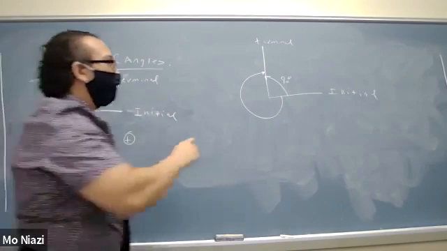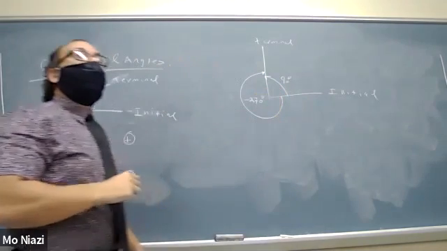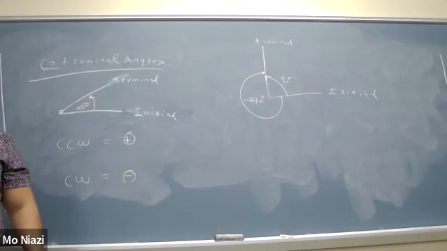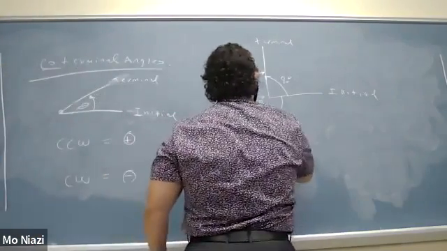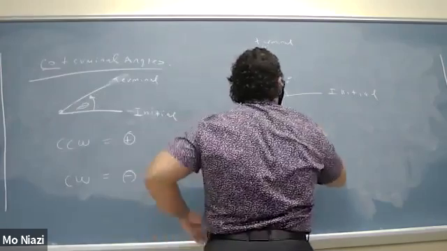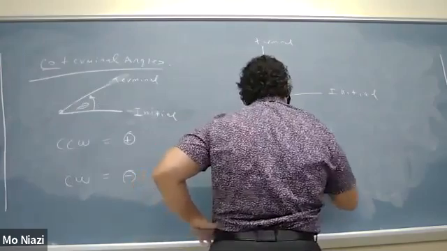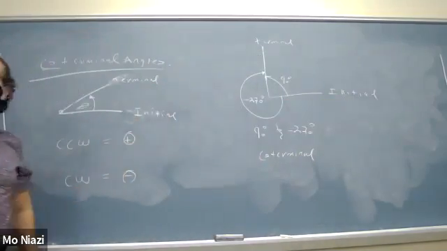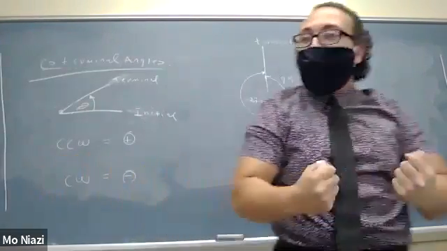How'd you get that number? Because a full turn is 360 degrees, and 360 minus 90 is 270. There you go. Does that make sense? These are coterminal angles. 90 degrees and negative 270 degrees are coterminal, because they terminate at the same spot.